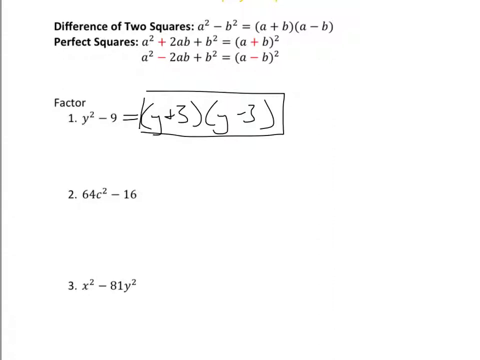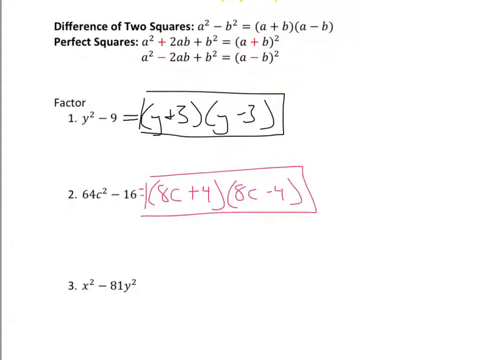Now the second one, this is also a perfect square, and this is a perfect square, so it's going to be the same type of thing. I've got to figure out what the square root of both of those is. Well, the square root of 64c squared is going to be 8c, because 8c times 8c is going to give us 64c squared. And the square root of 16 is 4, so 8c plus 4, 8c minus 4. That's all you have to do with these.